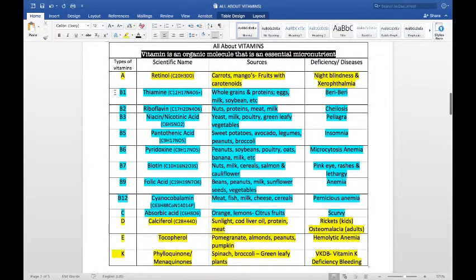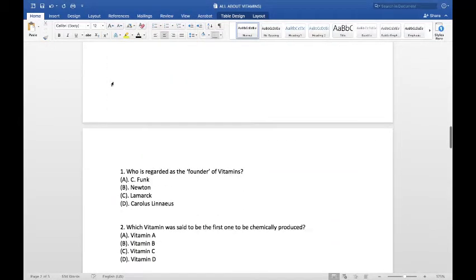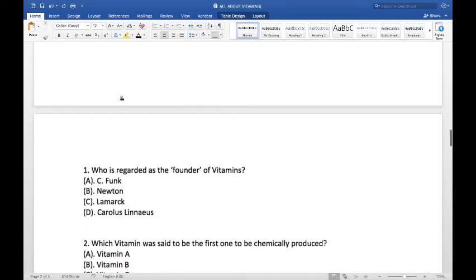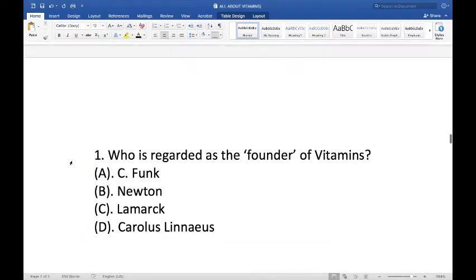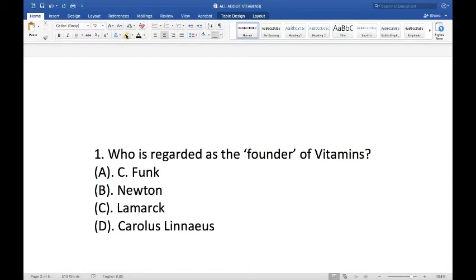So please feel free to take a screenshot here or write it down into your notebooks, because in this table you will find the simplified information. So now, in the good old-fashioned MCQ way, we will learn a little bit more about vitamins.